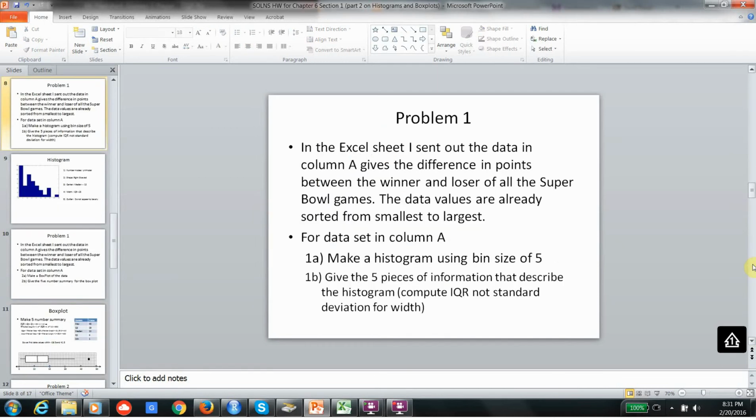Okay, so problem 1 is from the Excel sheet on the homework, and it's giving you the difference between the winners and the losers, the number of points in each Super Bowl game. I already ordered the data, and now we want to make a histogram using a bin size of 5, and then use the 5 pieces of information. And here I asked you to not compute the standard deviation. It's a lot of work.